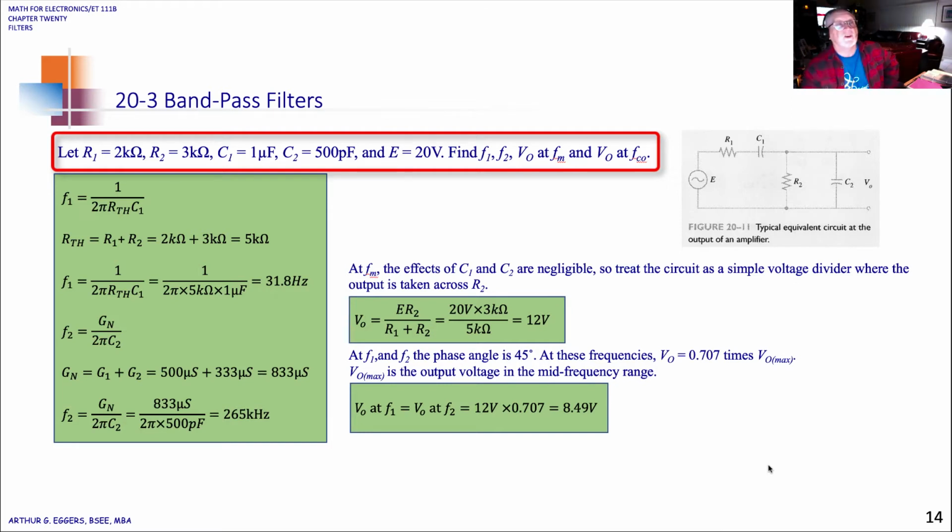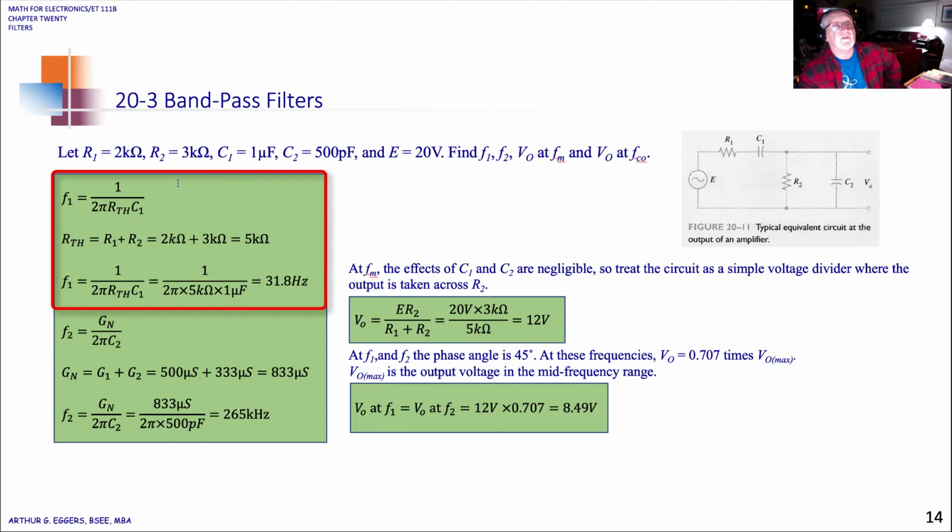Okay. So again, we start with the relationships we were given. F sub 1, R Thevenin then becomes R1 plus R2, or 5 k ohms. So we can use that 5 k ohms then in our relationship for solving for F1, R Thevenin, and C1. So we've got 31.8 hertz for the first cutoff frequency.